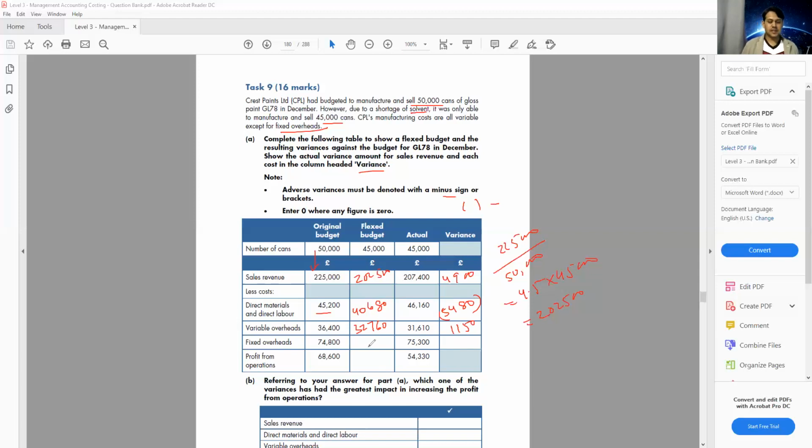Fixed overhead would be the same anyway, so fixed is fixed. So we'll say 74,800, but my actual fixed is 75,300, so it's more than that, so I have minus 500.